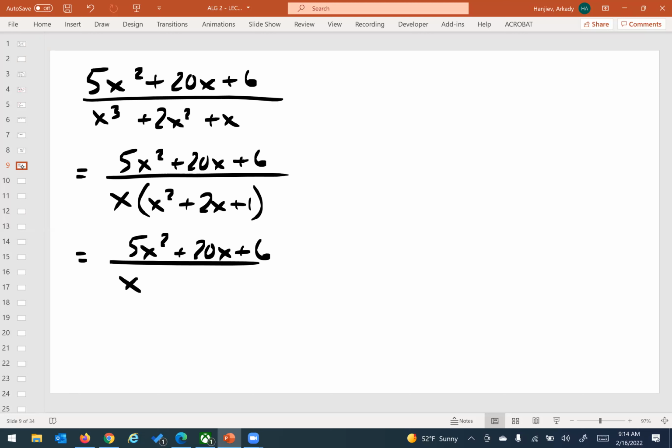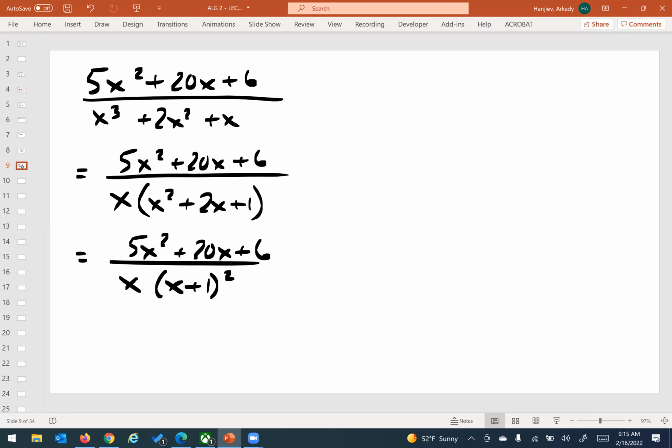Anybody? X to the third plus 2x squared plus x. No, we're multiplying it out. I'm trying to factor it out. X plus 1 squared. Yeah, this one is an x plus 1 squared. So there's 2 factors here. Okay, I think we're good here.